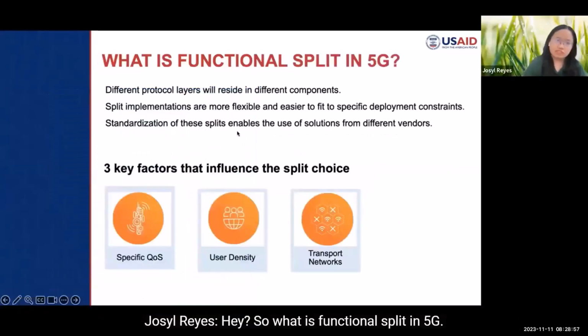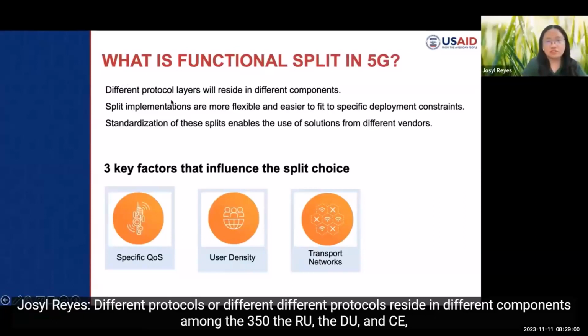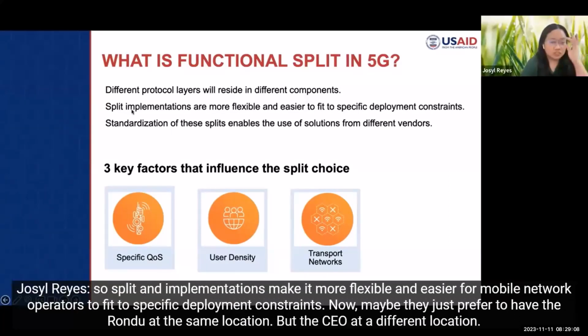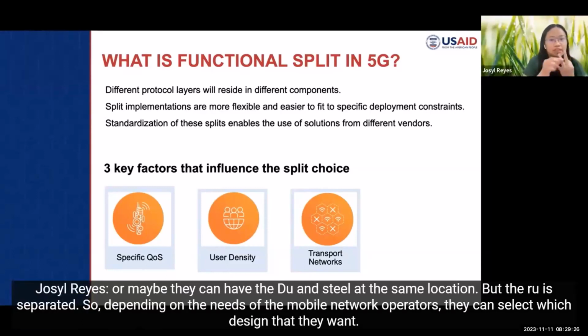Okay, so what is functional split in 5G? Different protocols reside in different components, among the three: the RU, the DU, and CU. So split implementations make it more flexible and easier for mobile network operators to fit specific deployment constraints. Maybe they just prefer to have the RU and DU at the same location, but the CU at a different location. Or maybe they can have the DU and CU at the same location, but the RU is separated. So depending on the needs of the mobile network operators, they can select which design they want.